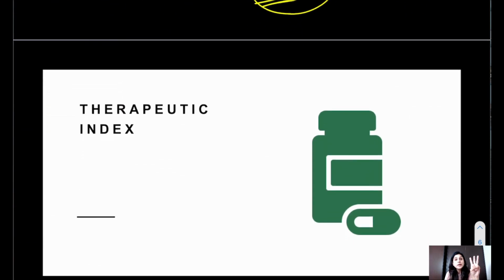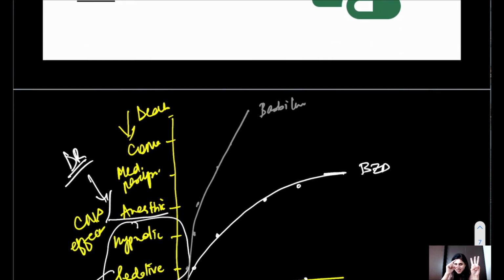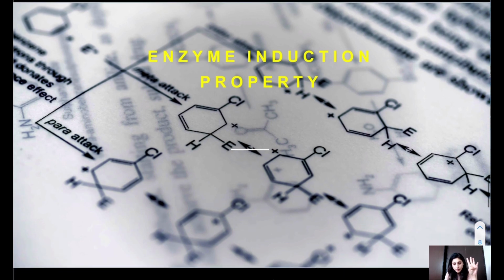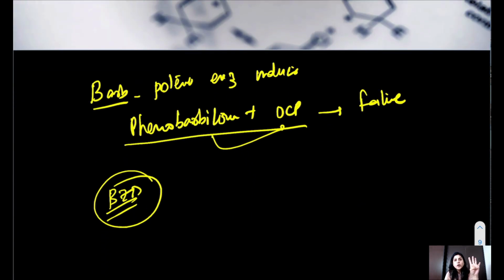Number three, therapeutic index. The therapeutic index of barbiturates is very narrow, while it is wider with benzodiazepines, because of the graph I showed you. Number four is the enzyme induction property. Barbiturates are very potent enzyme inducers, so they increase the metabolism of other drugs we are giving along with them, and it can lead to failure of therapy with those drugs. So we will have to adjust the dosages of the other drugs, which is a tedious process. Benzodiazepines are not enzyme inducers, therefore we are saved from this problem.